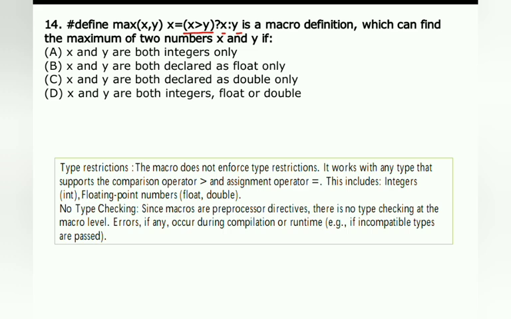So option D is correct. X and Y can be integers, float or double. So it may be of any data type. It will allow you to execute.